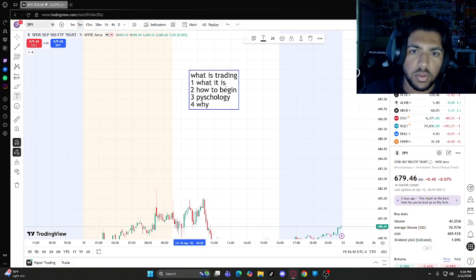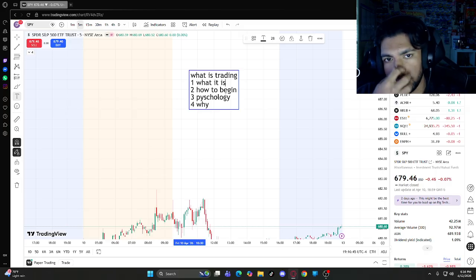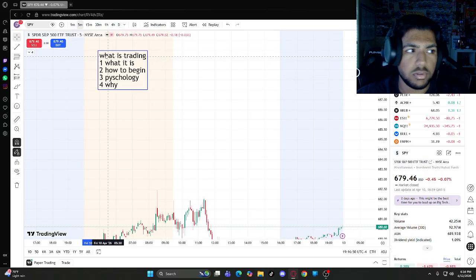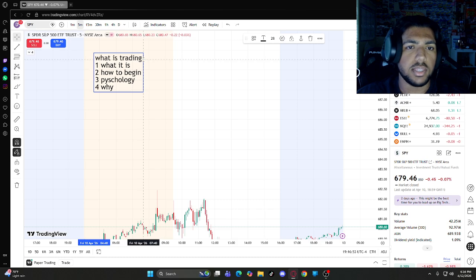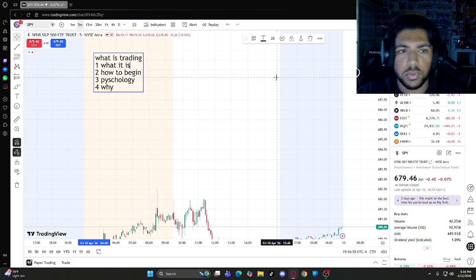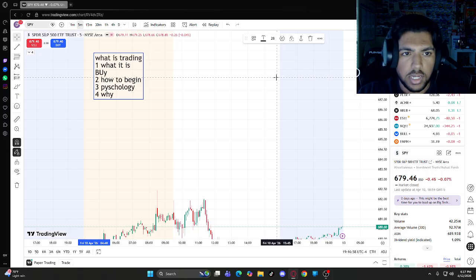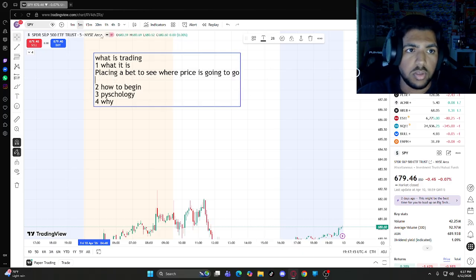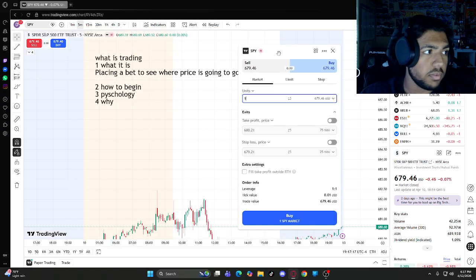The why is going to vary, only because the why is essentially my own personal bias. For example, trading could work for me, but trading doesn't have to work for everybody, and that's the beauty of trading. But let's go into one. What is trading? Trading is basically buying, placing a bet to see where price is going to go.